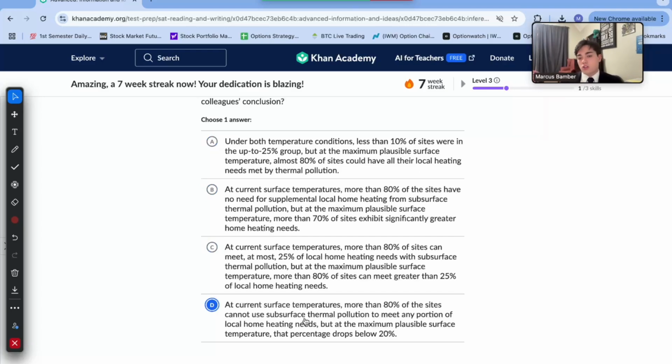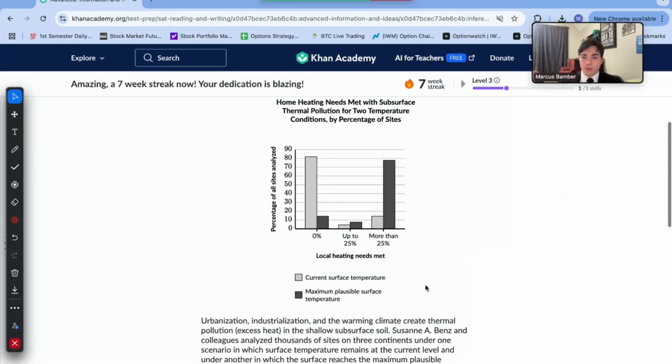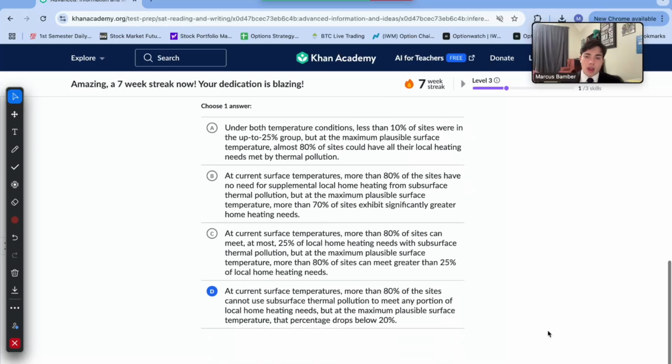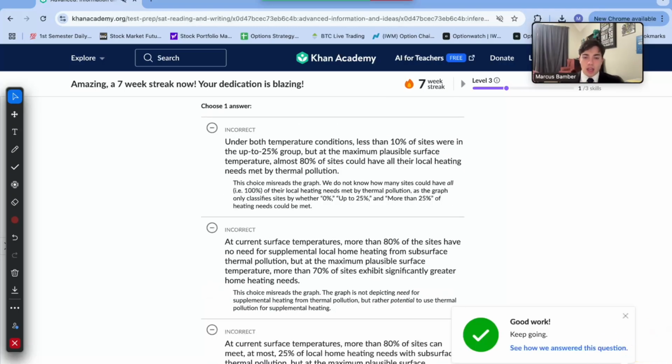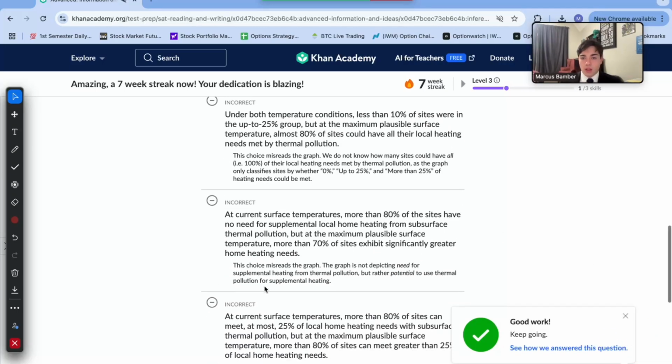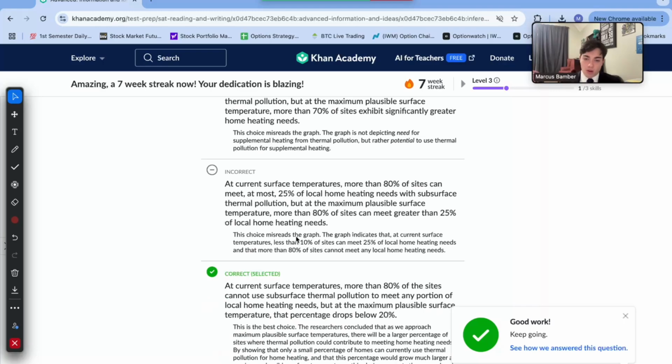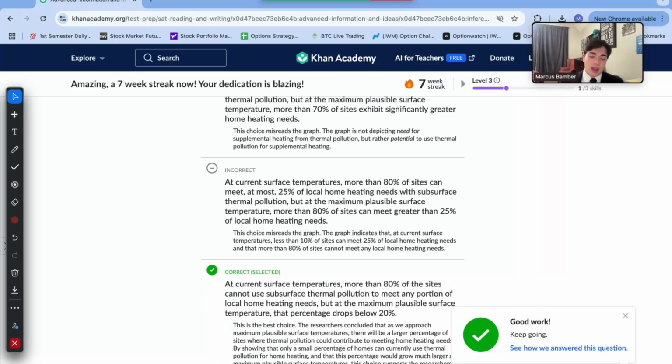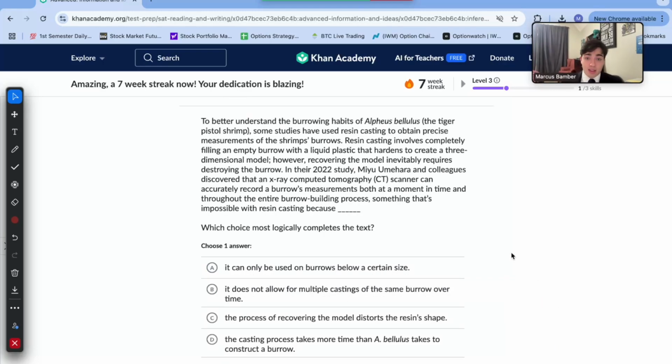If we take a look at answer choice D, it actually explains it well: more than 80% of the sites cannot use subsurface thermal pollution to meet any portion of their local home needs, which is correct. But at the maximum plausible surface temperature, that percentage drops to below 20%. Once again, described correctly. Answer choice D is the correct answer. The others misread the graph, and misread the graph. So every part of the answer choice has to be correct in order for the answer choice to be correct. Moving on to question number 7.